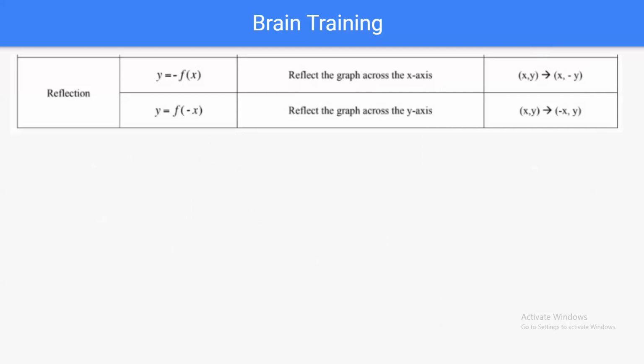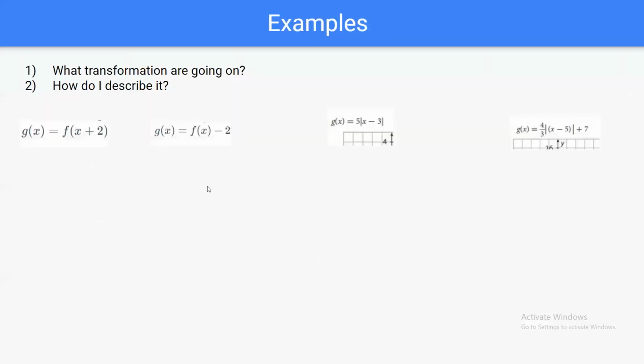So I have 4 examples to round out this lesson. Okay, so the first one, what we're going to be answering is what transformations are going on and how do we describe it? Okay, so I know anything that's not a part of our f of x is going to be a transformation. So that plus 2 is the transformation, right? Right here. What does that represent?